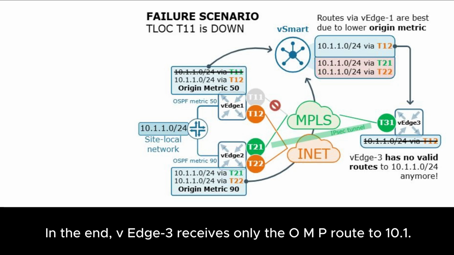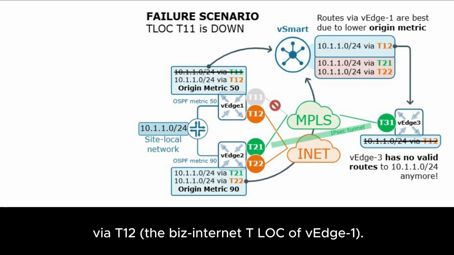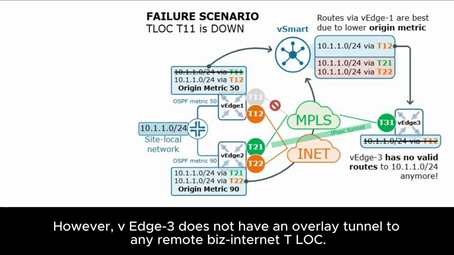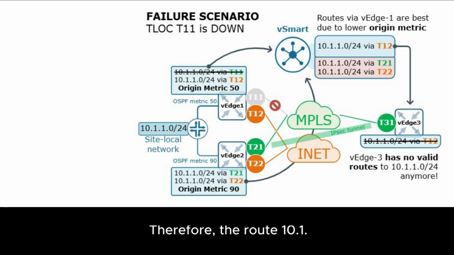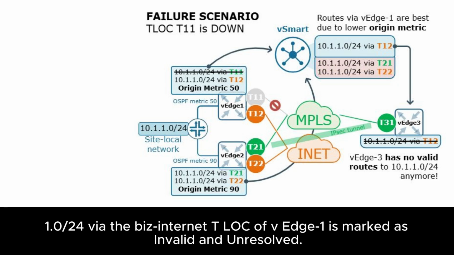In the end, vEdge-3 receives only the OMP route to 10.1.1.0/24 via TLOC 12, the biz internet T-locator of vEdge-y. However, vEdge-3 does not have an overlay tunnel to any remote biz internet T-locator. Therefore, the route 10.1.1.0/24 via the biz internet T-locator of vEdge-y is marked as invalid and unresolved.